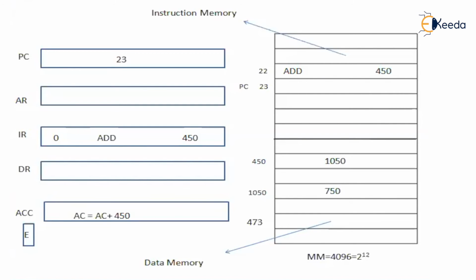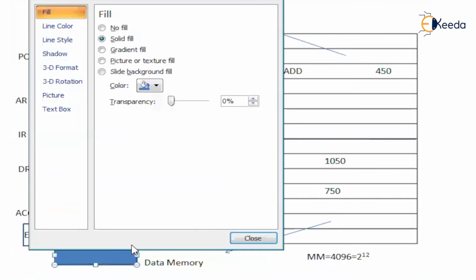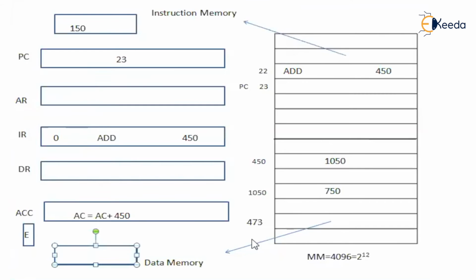Let us go back. Let me draw it here. Insert text box. This is, let us say, the base register. This is the index register. Now, the value of the base register, let us say 150. The value of the index register, let us say 200.